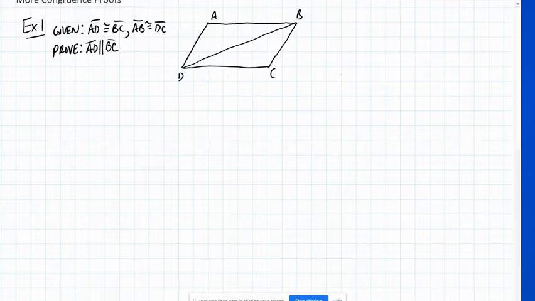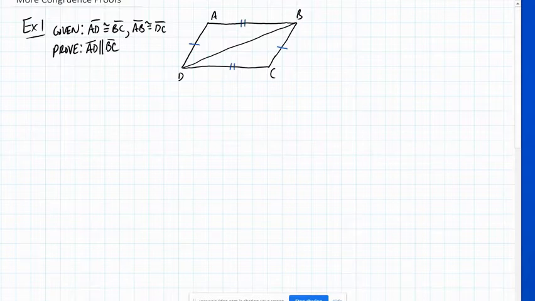So typically it's best to plan out the proof in your head and by marking up the diagram before you start writing anything in your proof. So our givens here, we have AD is congruent to BC. So the way we mark that is AD is congruent to BC. We can mark that way. And then we also know that segment AB is congruent to segment DC. So we know those two are congruent.